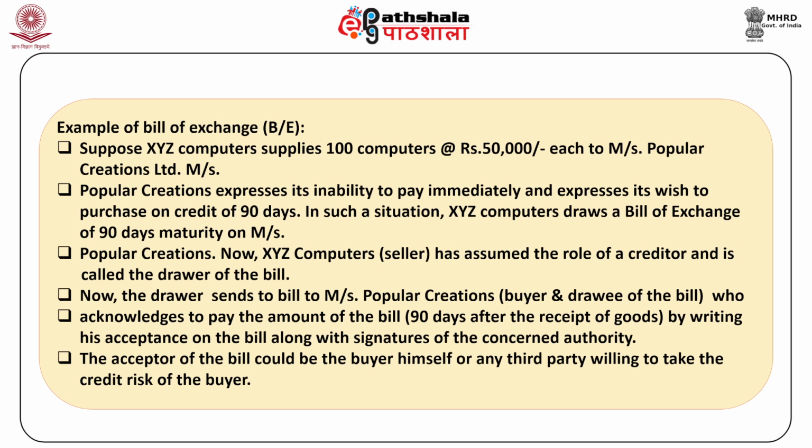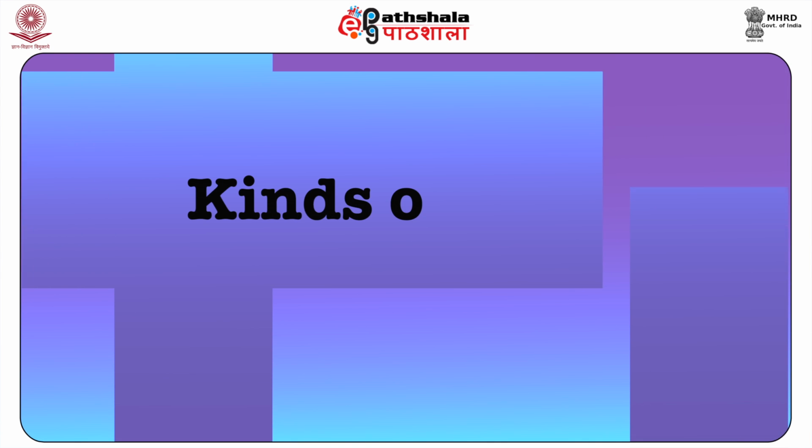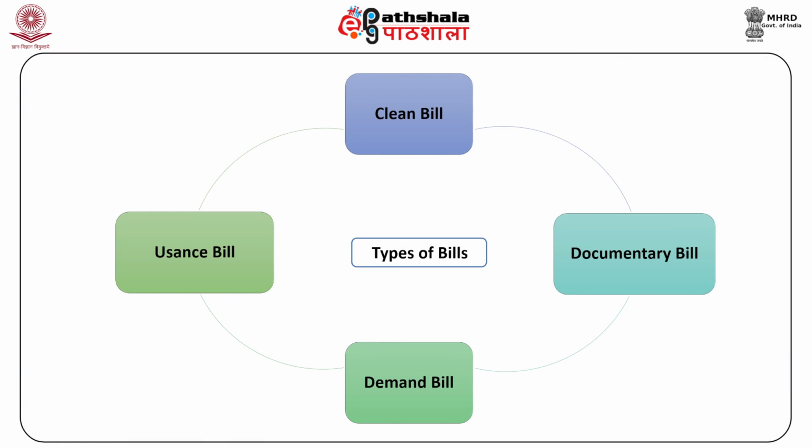The acceptor of the bill could be the buyer himself or any third party who is willing to take the risk of paying the bill on maturity if the buyer defaults in doing so. Now we can discuss certain kinds of bills. Bills of exchange can be classified on different bases.